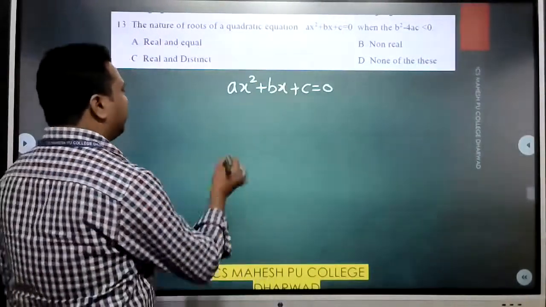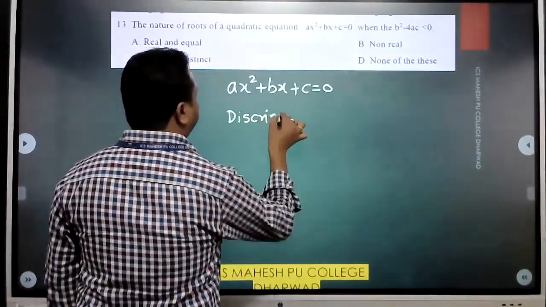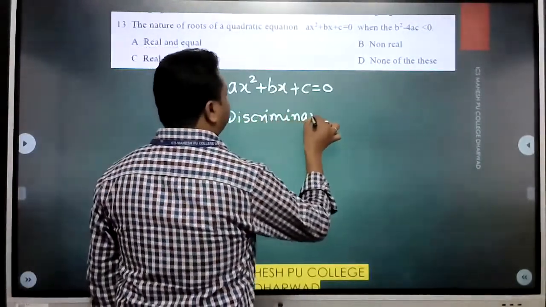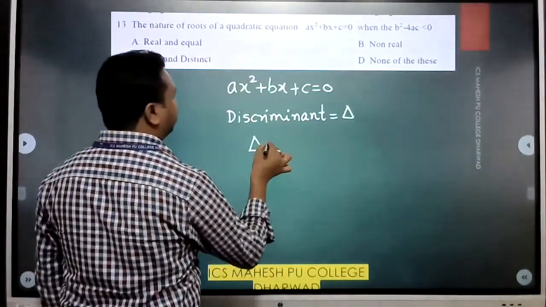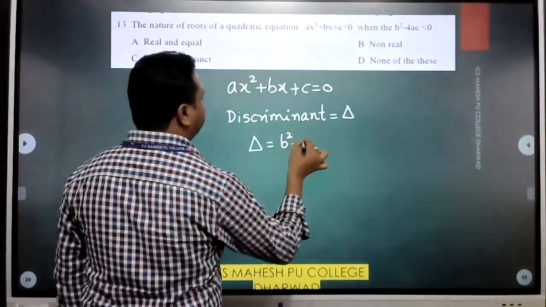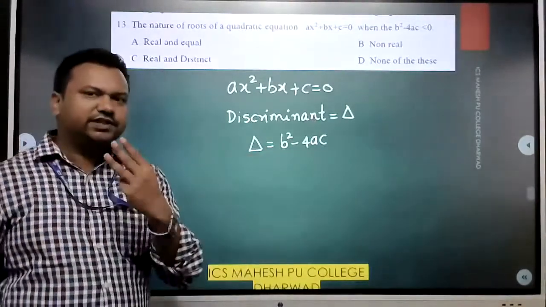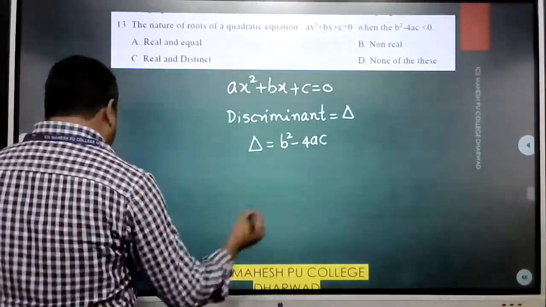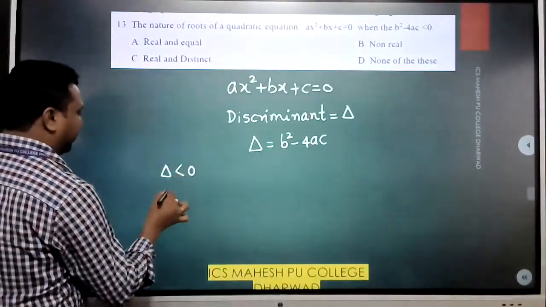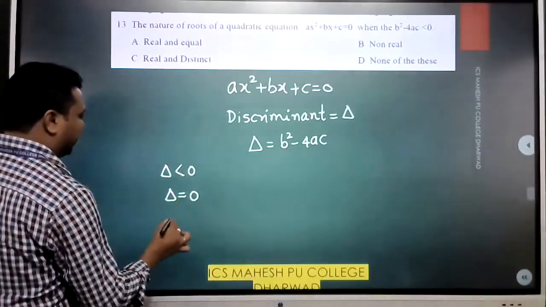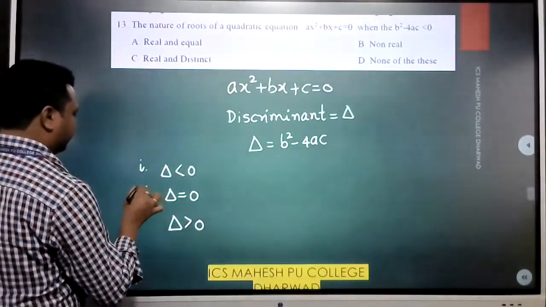So what is the discriminant value here? The discriminant is always denoted by delta or triangle. Delta is equal to b square minus 4ac. Right? So for this delta we have studied 3 conditions. I hope you remember this. Let me revise it so that it will be helpful for you. Delta is less than 0. Delta is equal to 0. Delta is greater than 0. There are 3 conditions. Correct?